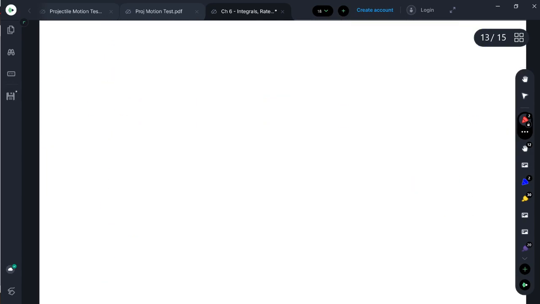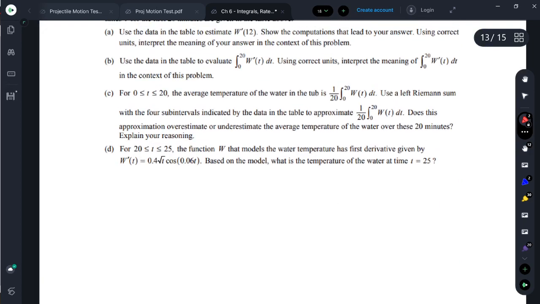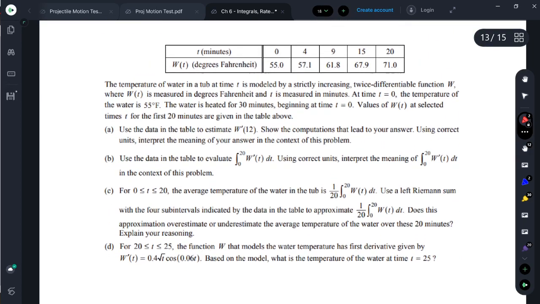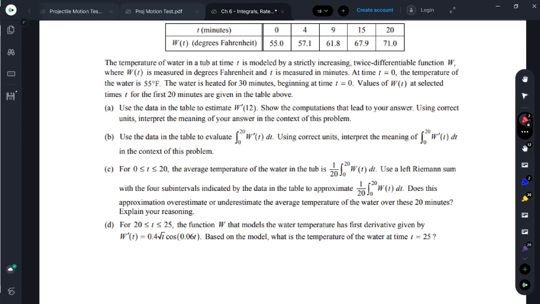Right, and then I believe this is our last one. So we have the temperature of water in a tub, and it's another table question. W is the degrees Fahrenheit. At time 0, the temperature of the water is 55. The water is heated for 30 minutes. So A, use the data in the table to find W prime of 12, and we're going to do an estimate. That's 12, kind of right here, so it's going to be W at 15, right?